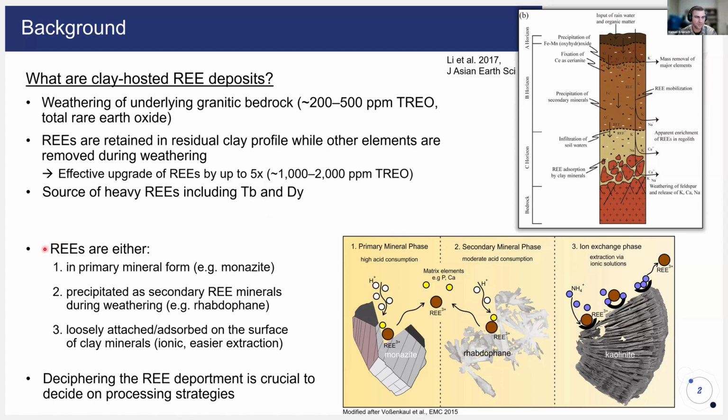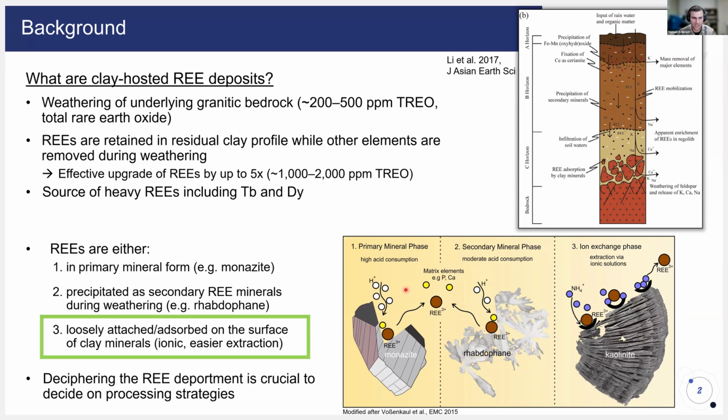Now, this talk is about the deportment of rare earth. They are either in primary mineral form, for example monazite, which would require a lot of acid to break down. That's just an example of the H+ moving in and displacing the rare earth. So it needs a lot of acid, so it's not overly economic in clay-hosted deposits. The second deportment type is rare earth precipitated as secondary rare earth minerals. Once primary minerals decompose, you would form something like rhabdophane, a hydrous rare earth phosphate. They still require a moderate amount of acid to break them down. They have a higher surface area already, but still need quite a bit of acid.